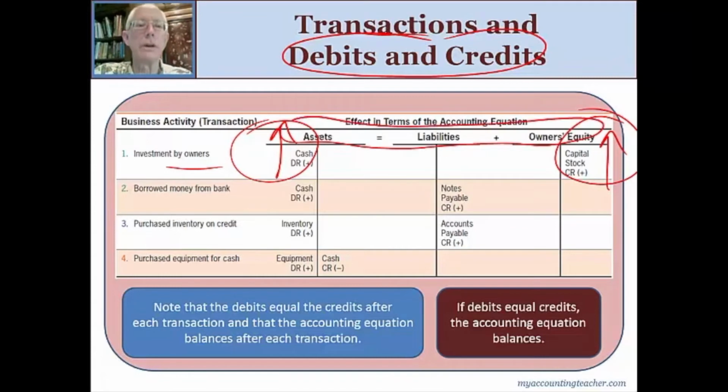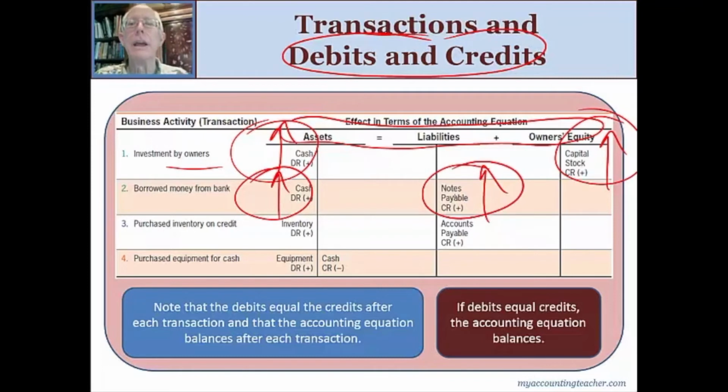Let's try another one. We borrowed money from a bank. Our asset cash went up. We show that on the left side with a debit. And what else happened? Well, our liability, the loan, went up. We show increases in liabilities with credits, and we see one more time here, debits are going to equal credits. And that also ensures that our assets equal our liabilities plus equity. The accounting equation still works.